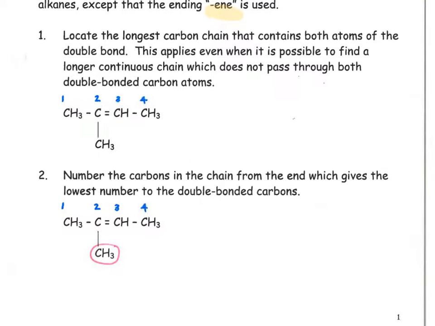Our first step then is to locate the longest carbon chain that contains both atoms in the double bond. So this applies even when it is possible to find a longer continuous chain that doesn't pass through both atoms in the double bond. So in this situation right here, we have a carbon at the number 2 position and a carbon at the number 3 position. We want to make sure then when we are numbering our longest carbon chain that we're going through all 4 of these carbons. So you can see that we're going to have something that starts with but- to indicate the 4. The next thing we're going to do is number the carbons, and we see that we have carbons in the double bond at the number 2 and 3 positions.